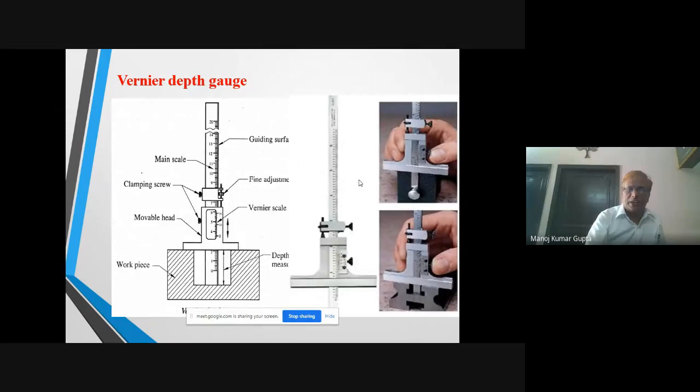Then the vernier depth gauge is there. Similarly, we can measure the depth. This is the depth measurement. Suppose this is the block, this is the workpiece, and it has an inside cut in this, and we can measure this depth. We have to measure this depth from this point to this point. This is the depth of this workpiece. With the help of this depth gauge, we can measure the depth of this workpiece.